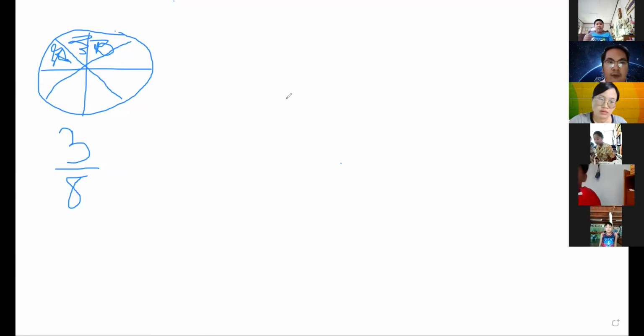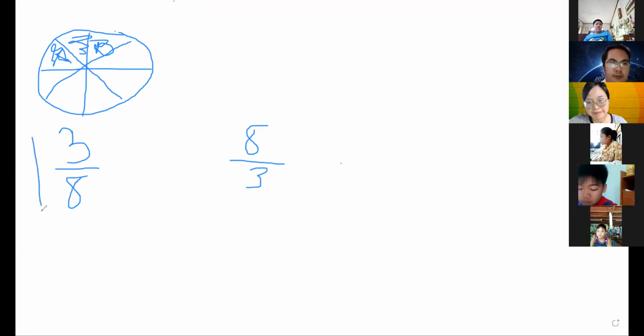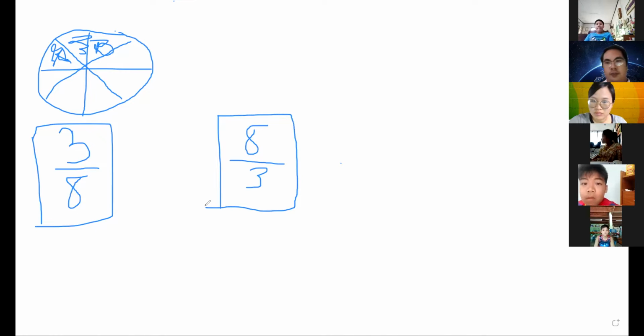Okay, I have here 3/8. And I have here 8/3. Can you open your microphone? All right, what do you observe on these two fractions? What can you say about the two fractions? All right, we can name this one as A, and we can name this one as B. Fraction A and fraction B. Can you read the fraction A and B?